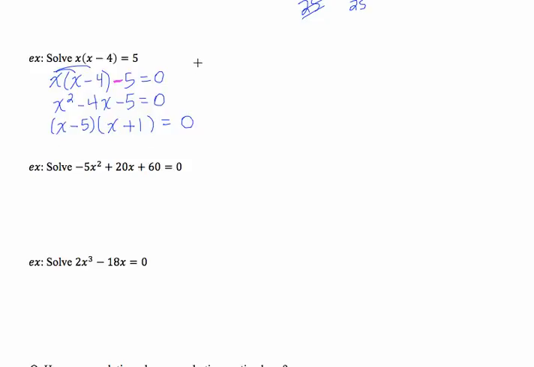And then we set each factor equal to 0. So we'll set x minus 5 equal to 0. And we'll set x plus 1 equal to 0 and solve each of those. So we get x equals 5 and x equals negative 1.